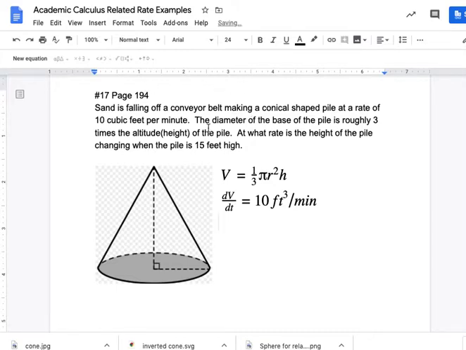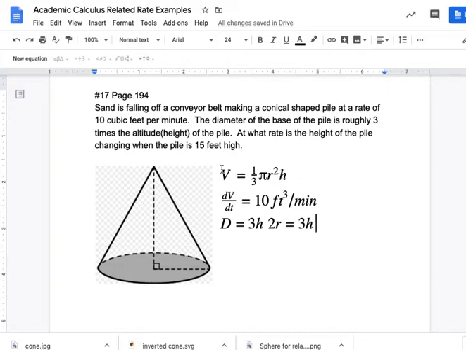Next important piece of information they tell us is that the diameter is equal to roughly 3 times the height. That's good information. It's not great information for us because we don't have diameter in our equation, but we do know an equivalence for diameter. We know that diameter is 2 radiuses, which is equal to 3 heights. And that's going to become an important piece of information for us.